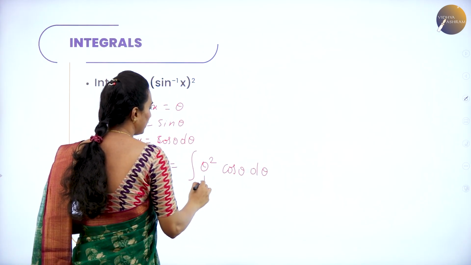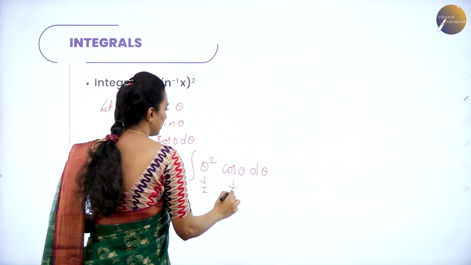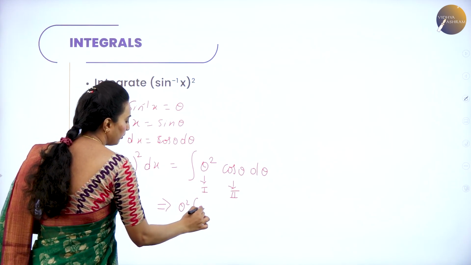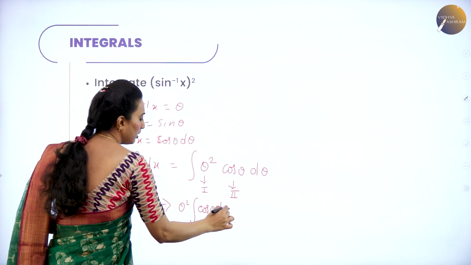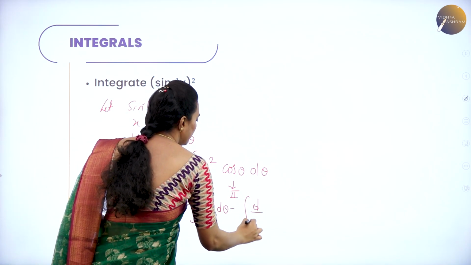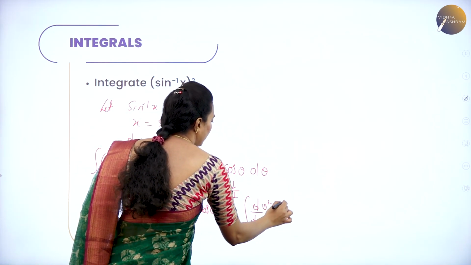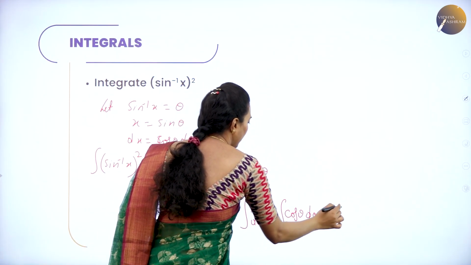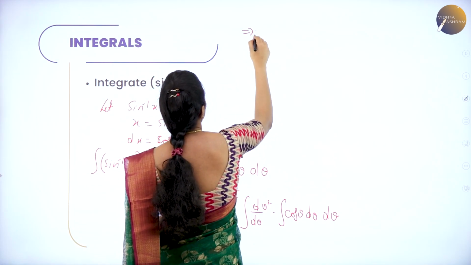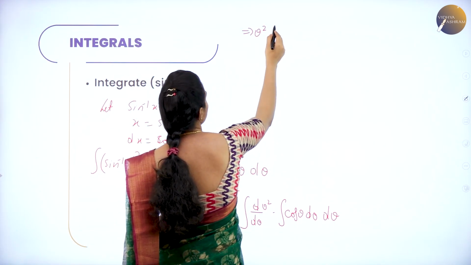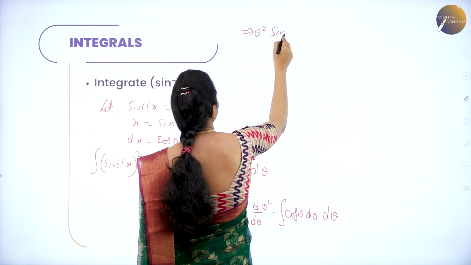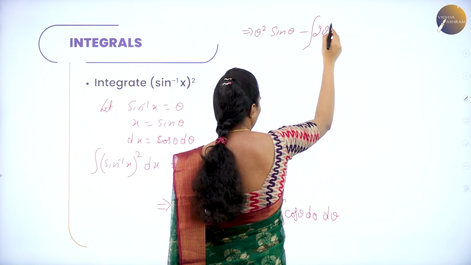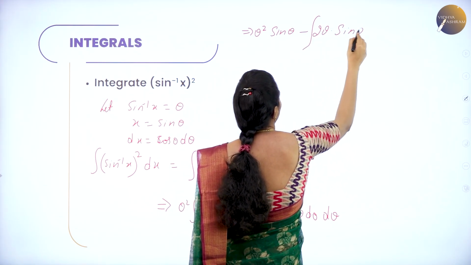Now you can take the first function as theta squared, and the second function is nothing but cos theta. So let me write accordingly: theta squared, first function, into integral of cos theta d theta, minus integral of d by d theta of theta squared into integral of cos theta d theta into d theta. Again writing this one, which implies theta squared into the integration of cos theta, which is sin theta, minus the derivative of theta squared, which is 2 theta, into integral of cos theta, which is sin theta, into d theta.